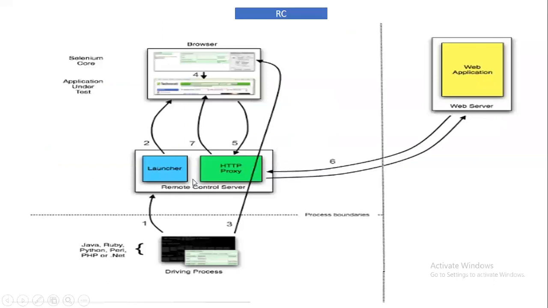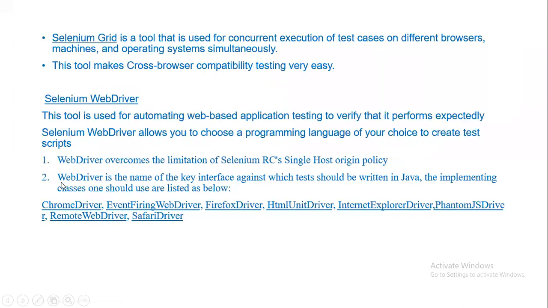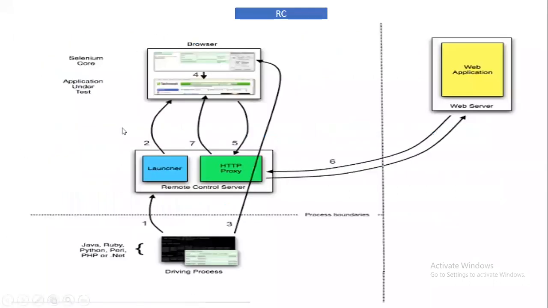So we have discussed Selenium Remote Control. You can see here how a Selenium Remote Control server works on your application and tests it using Selenium Core. But what happens in Selenium Remote Control is that we don't have complete automation. One of the problems faced in Remote Control is the single host origin policy: only a single host, when it is originating, can be handled. So multiple cross-platform options can't be taken in all cases.